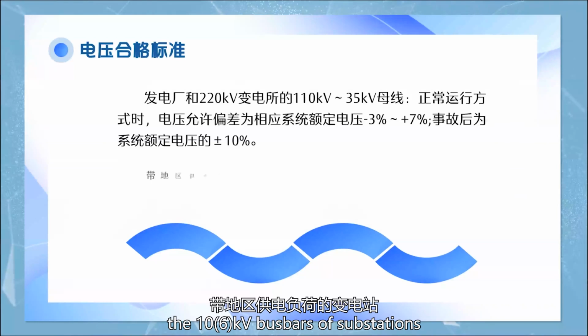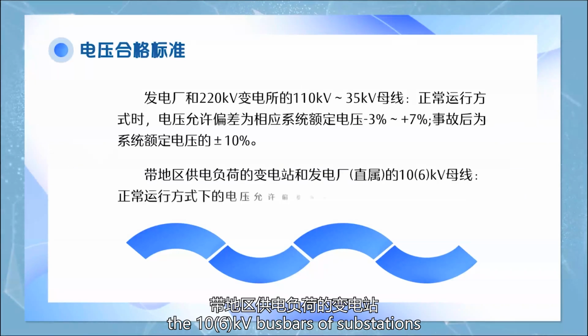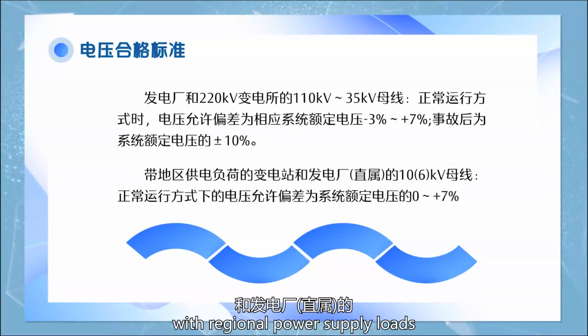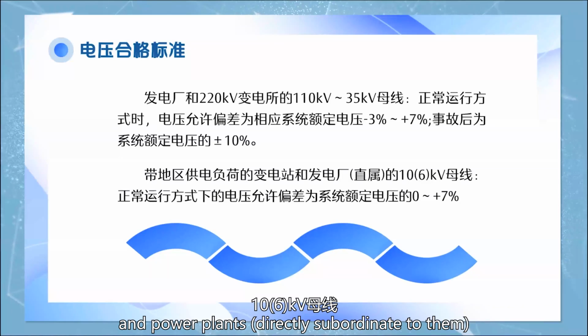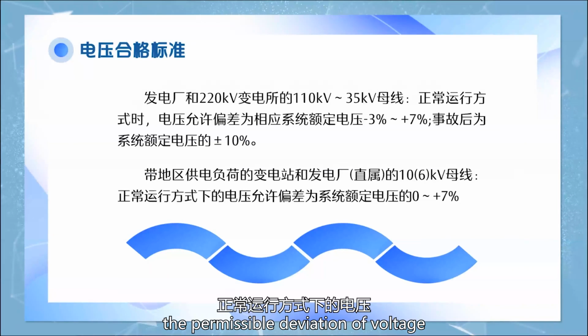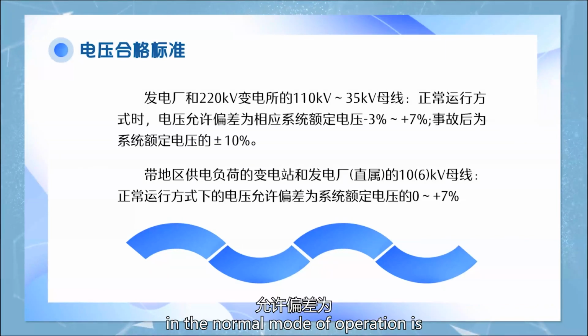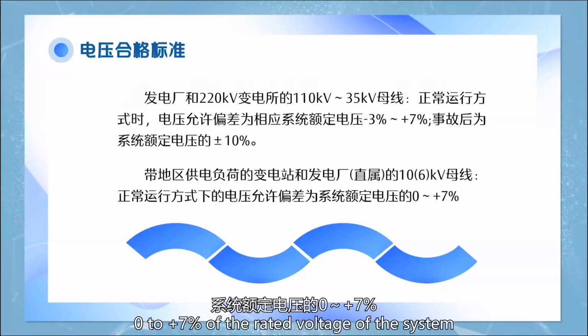The 10.6 kV bus bars of substations with regional power supply loads and power plants directly subordinate to them. The permissible deviation of voltage in the normal mode of operation is 0 to plus 7% of the rated voltage of the system.